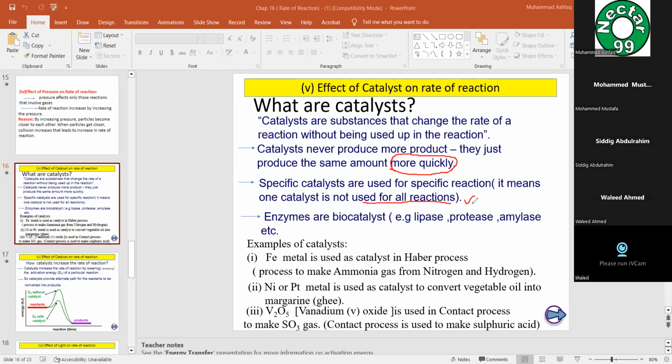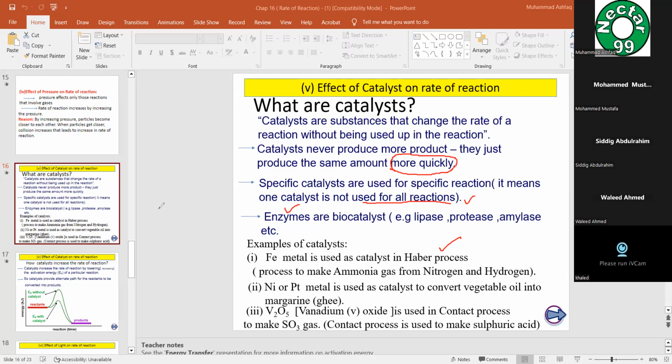Here in human beings, you know very well, in biology you learned that enzymes are biocatalysts, like lipase, protease, amylase. They help you in digestion. Examples of catalysts are also written here. Fe, iron metal, is used to catalyze the Haber process, the process to make ammonia gas from nitrogen and hydrogen. Nickel or platinum metal is used as a catalyst to convert vegetable oil into margarine, yani ghee. And vanadium pentoxide is used in the contact process to make sulfur trioxide gas, which is used to make sulfuric acid.